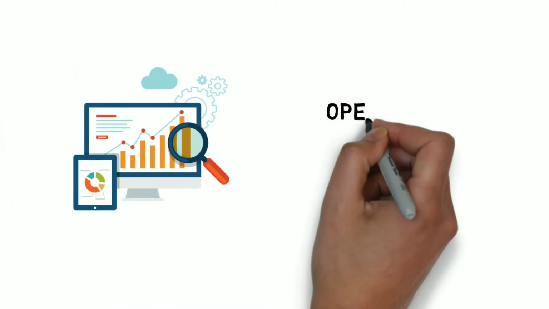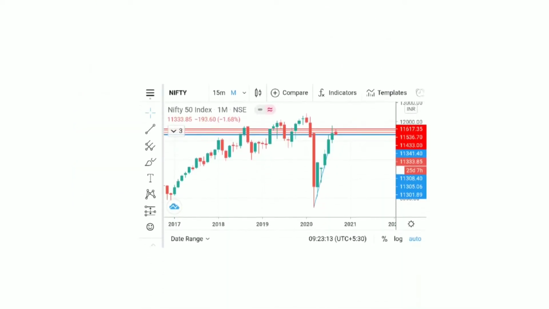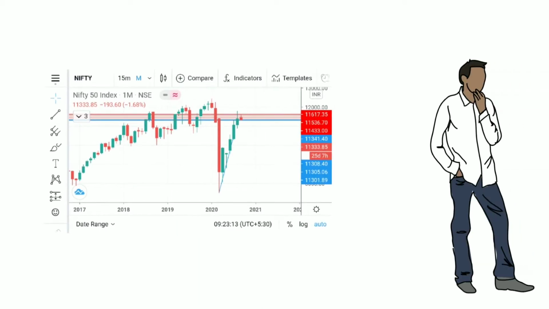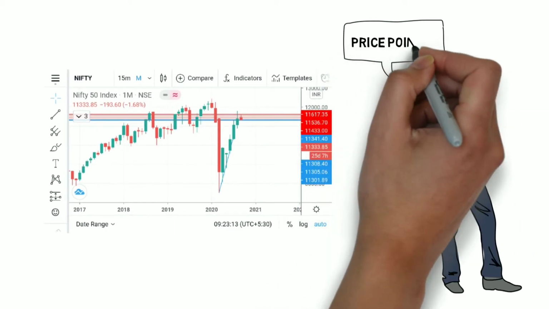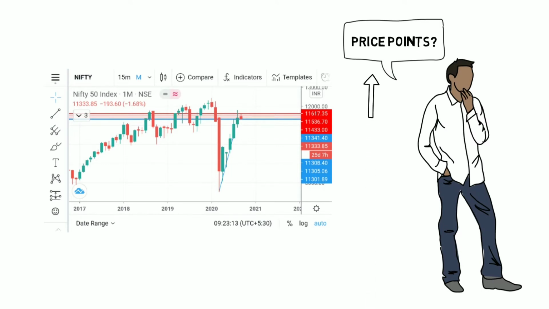Hello friends, after learning about the important price points like open, high, low and close, we can easily summarize the trading action of a given time period. If you're still wondering what type of price points I'm talking about, then I request you to check out this video in the I button.